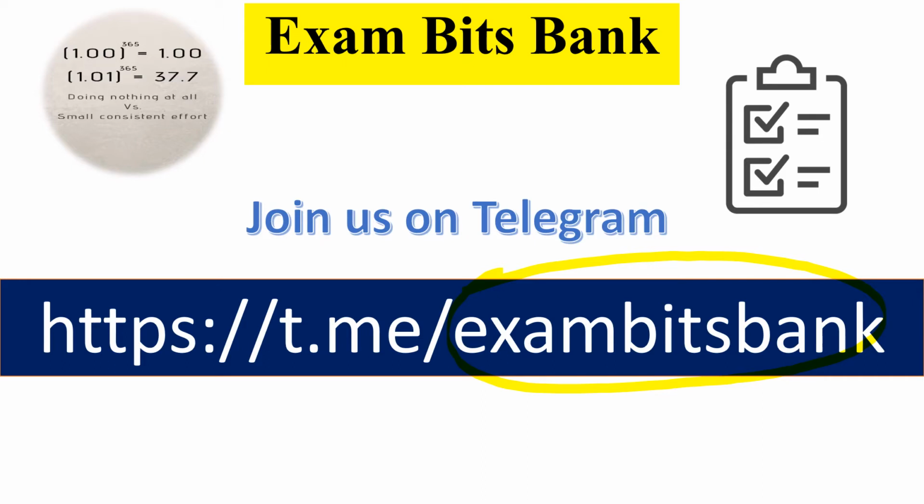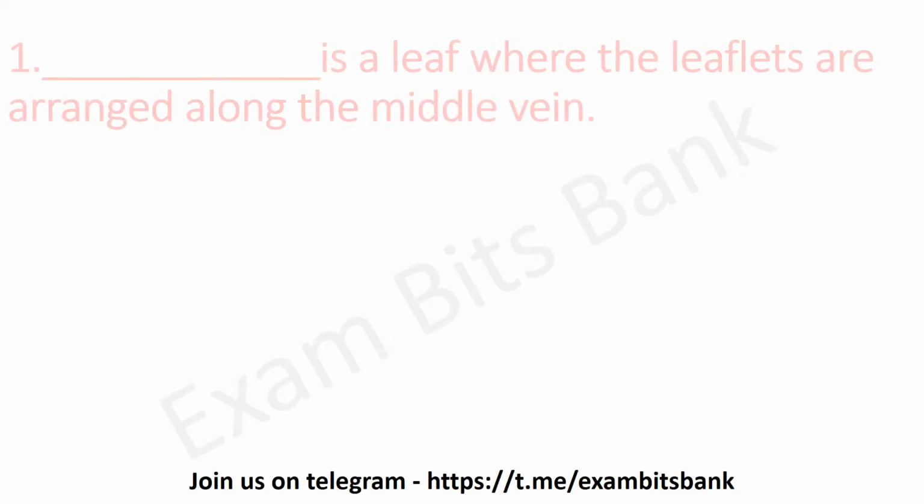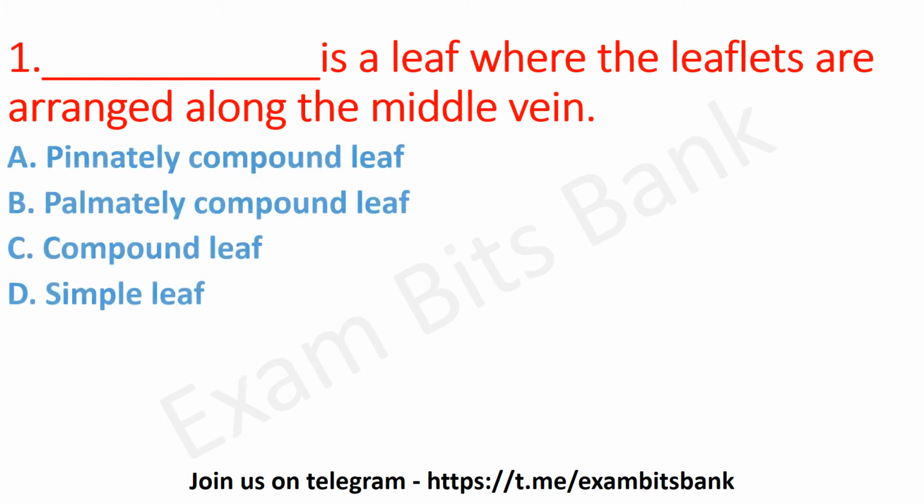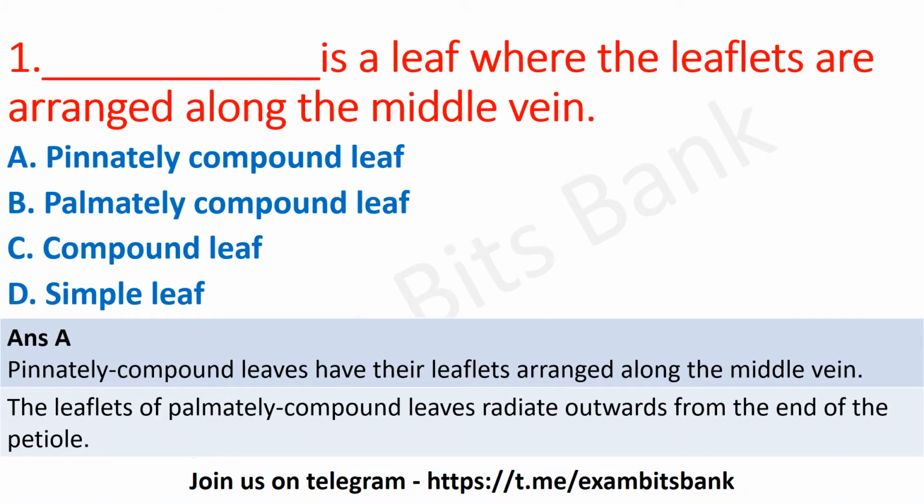And now moving on to MCQs. Here's question number 1. Dash is a leaf where the leaflets are arranged along the middle vein. The options are pinnately compound leaf, palmately compound leaf or simple leaf. The correct answer for this question is option A, pinnately compound leaf. So pinnately compound leaves have their leaflets arranged along the middle vein. And coming to palmately compound leaf, they radiate outwards from the end of the petiole, a point to be noted.